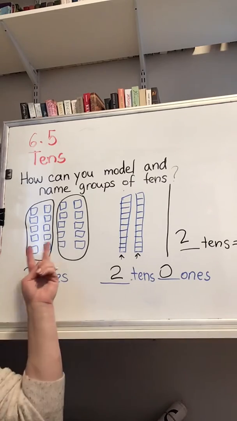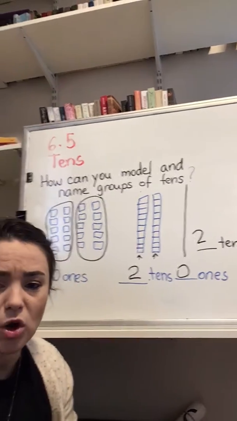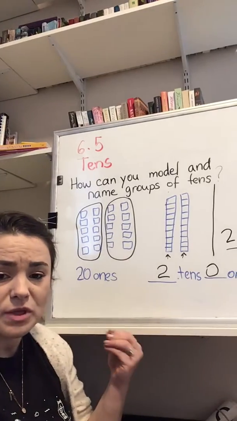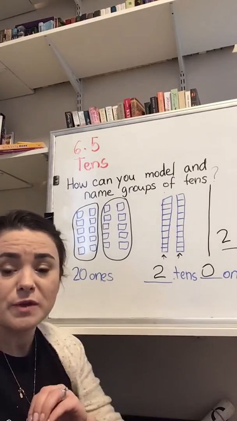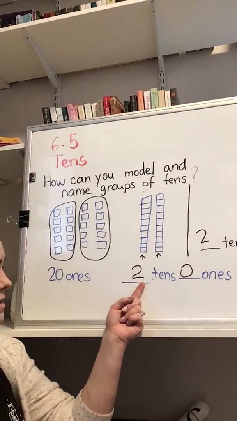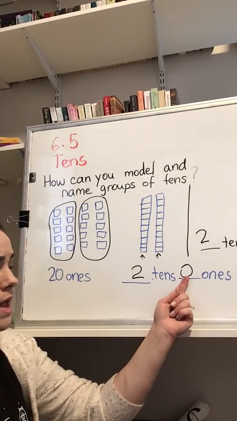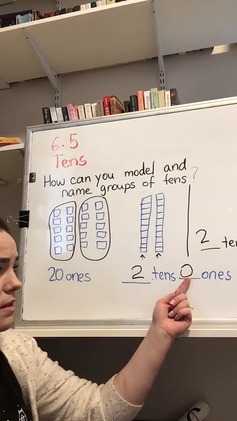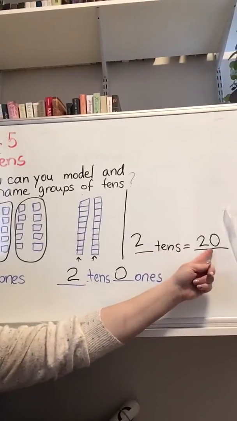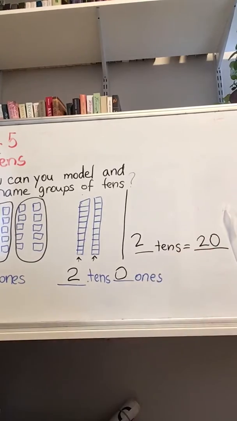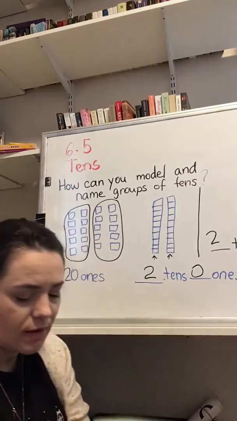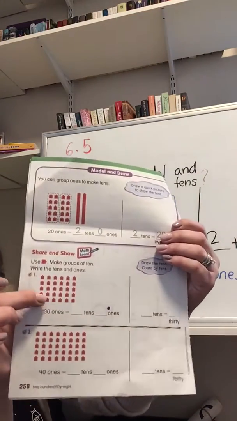Again, I had ones. I had cubes that were not connected to each other. And I put them into groups of 10. How many groups did I get? I got 2 groups of 10s. I have no ones. I have 0 ones. 2 groups of 10 is the same as 20. Number 20. Okay?